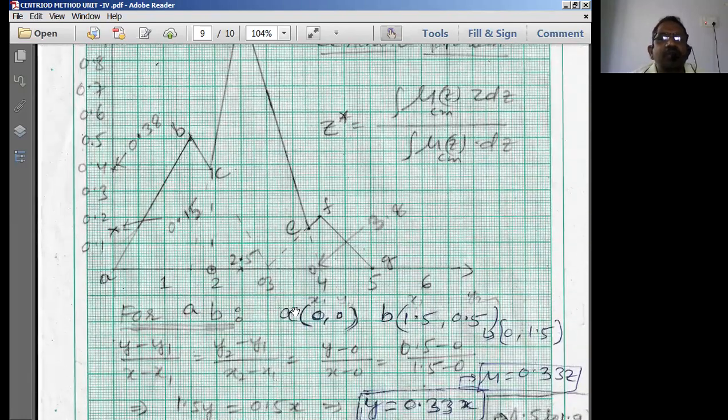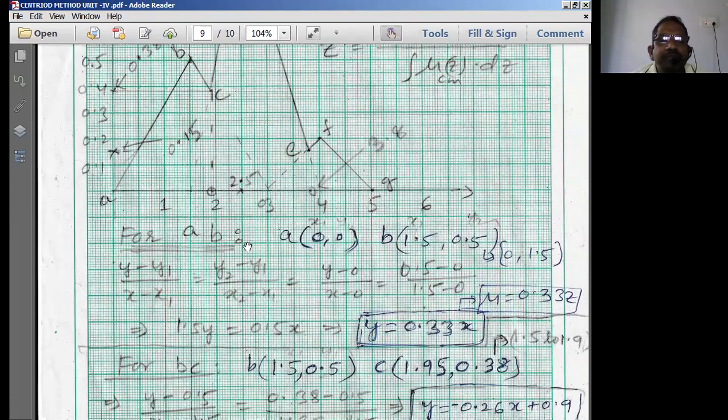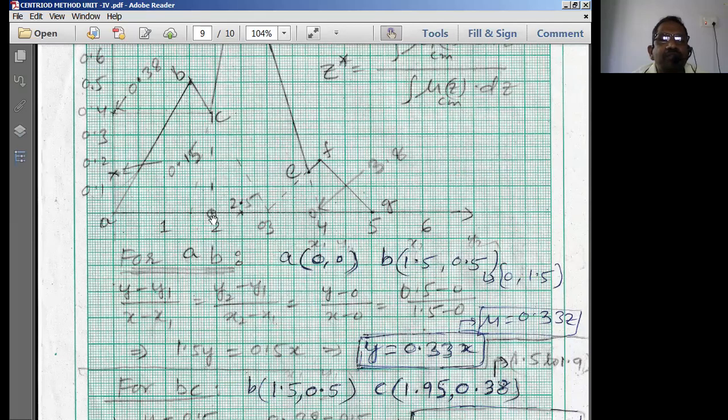Then for BC, this is the BC line. B is the same as for line AB, 1.5 and 0.5. What about C? C will be 1.95, because each division is equal to 0.5 divided by 10, which is 0.05. So 0.05 times this value gives around 0.8, so I will be getting approximately 1.95.